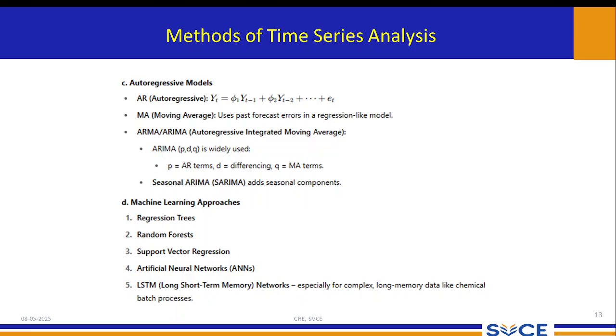Let's say the auto-regressive terms: P is the auto-regressive terms, whereas D is differencing and Q is the MA, the moving average. The seasonal ARIMA adds seasonal components as well. So we need to consider this to predict the temperature at that particular time, and add factors like the moving average. So y(t-1), phi 2 y(t-2) and so on, plus error. The first one is AR terms, plus differencing, and moving average terms. PDQ is widely used in ARIMA.